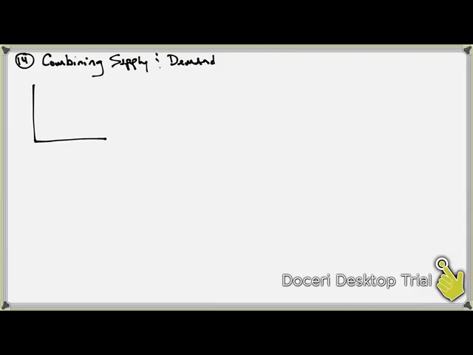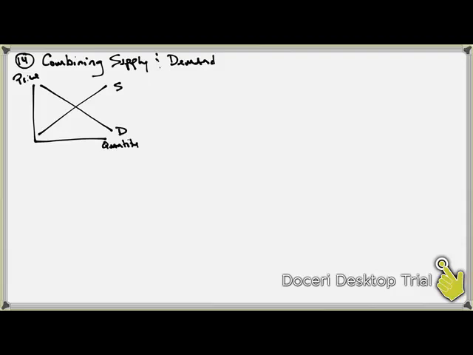So remember, every time we're graphing supply or demand, we're always showing the relationship between price and quantity. And our supply curve always slopes up and to the right. Label that with an S. And our demand curve always slopes down and to the right. We label that with a D.